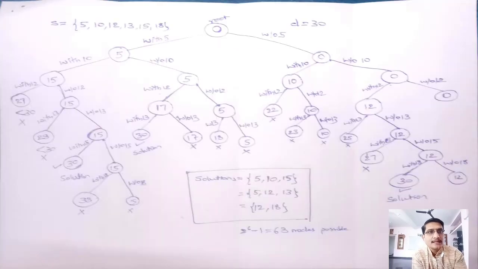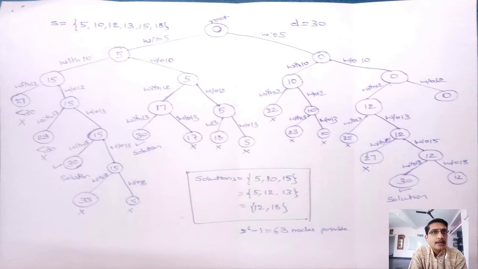The second part is we need to construct the state space tree for the problem given, that is the set and the integer number they have given. The set given is 5, 10, 12, 13, 15 and 18. The sum we need to construct is 30, so d is equal to 30. So we will go for constructing the state space tree. I assume that you have already gone through the video for the subset sum problem. You know the process. We are just going to solve a new problem.